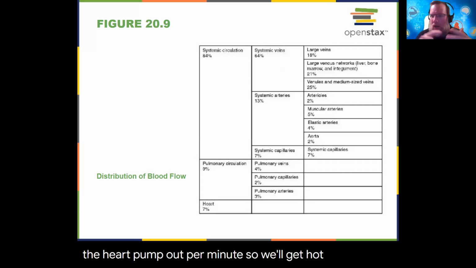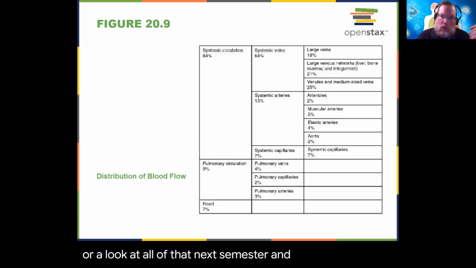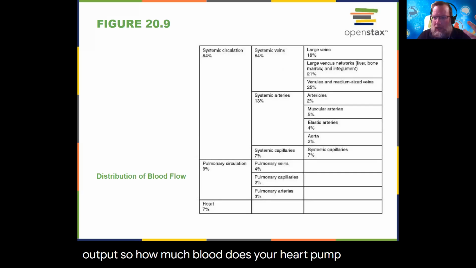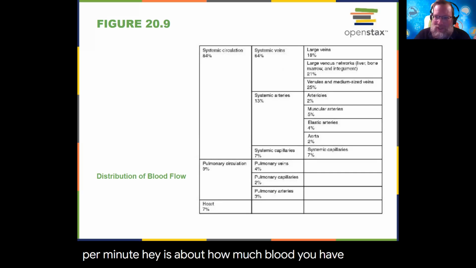So we'll look at heart rate. We'll look at cardiac output. We'll look at what's called stroke volume. We'll look at all of that next semester. And what we're going to see is that it's quite fascinating, but cardiac output, so how much blood does your heart pump out per minute, is about how much blood you have. So that's kind of cool.